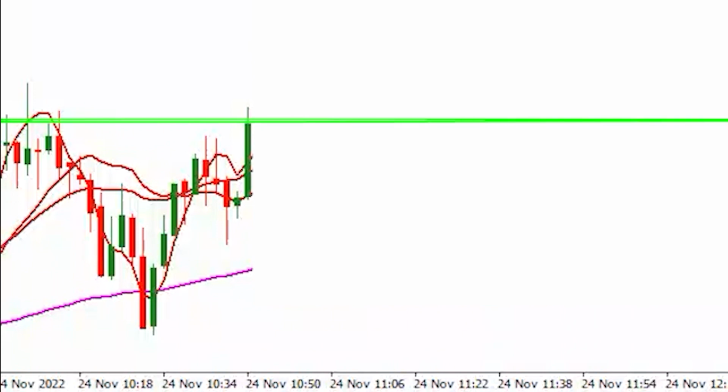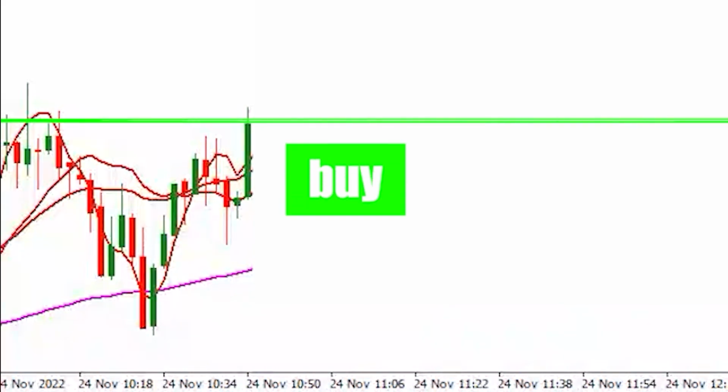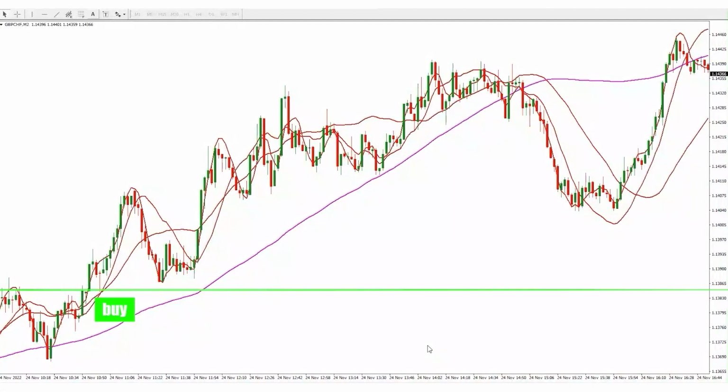And finally, we need to make sure that our influence line is sloping in the right direction. As you can see, it is sloping upwards. So we've identified this exact bar to enter from. We'll put in our buy order here, and as you can see, the market moved on up.